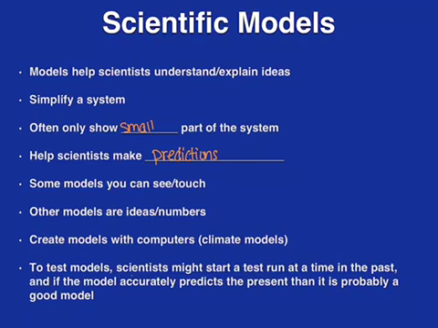Some models you can see and touch, like the globe, which is an example of a model that you could see or touch. Other models are more like ideas and numbers, like a weather forecast. Weather forecasts are created based on a bunch of different mathematical models that are made by computers. So in order to test models, scientists might start a test run at a time in the past, and if the model accurately predicts the present, then it is probably a good model.